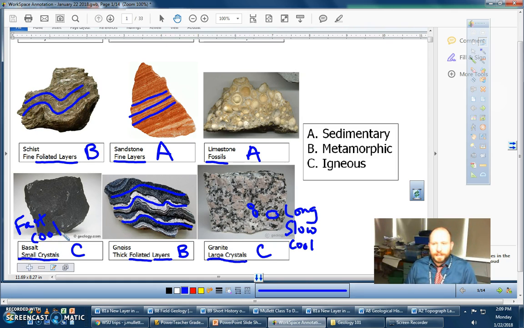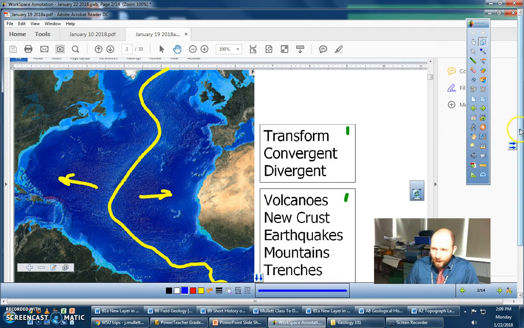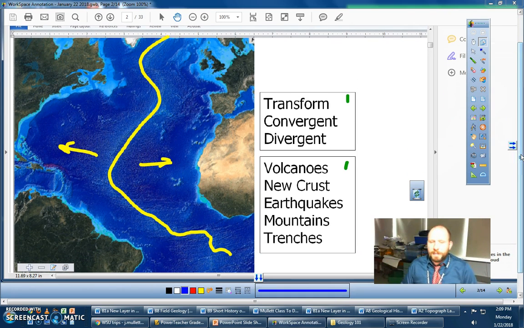Alright, that takes care of this first picture. Let's look at the next one here. Alright, so we're moving into plate boundaries, and we should probably just continue with the first one.